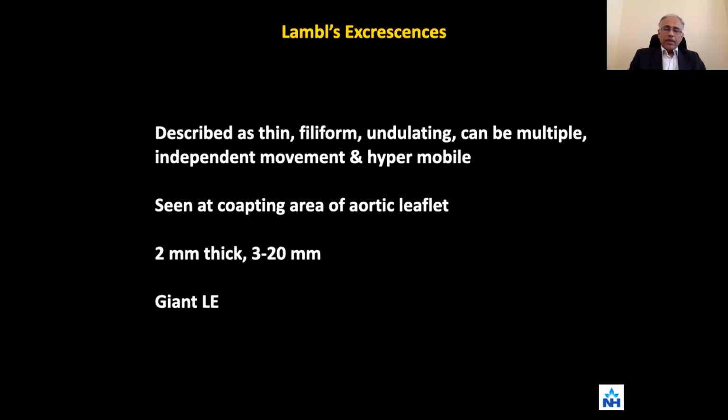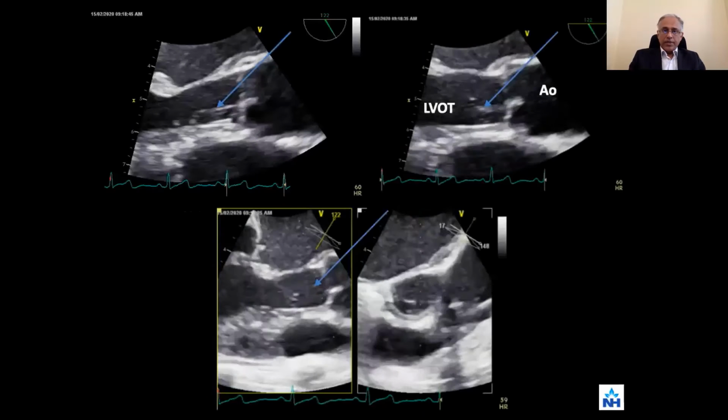It can be as thin as 2 millimeters, which is how it usually is. Sometimes it can be really big, as big as 20 millimeters, though very few are. Those are termed giant Lambl's excrescences.